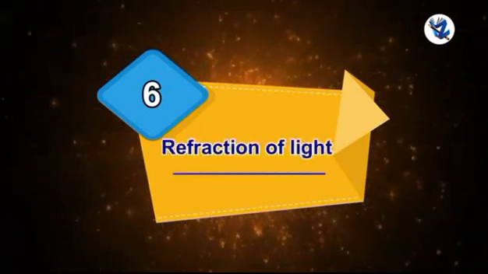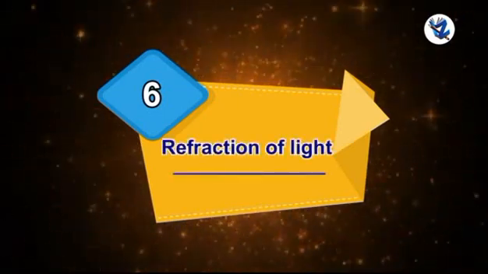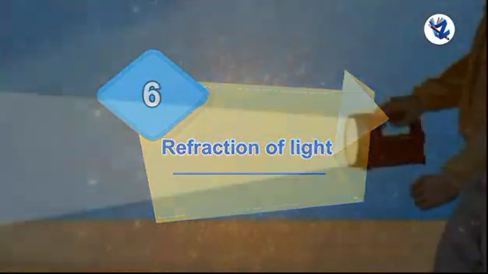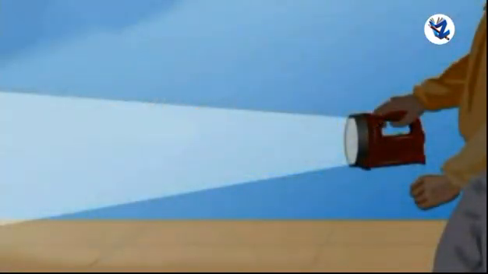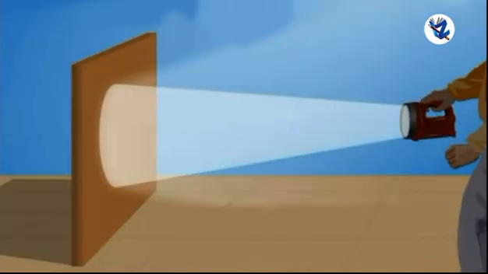Diffraction of light. We know that generally light travels in a straight line. Because of this, if an opaque object lies in its path, a shadow of the object is formed. But light can bend under some special circumstances.